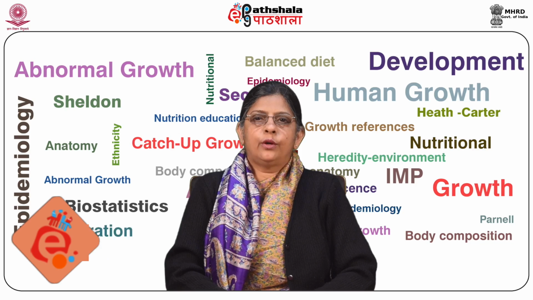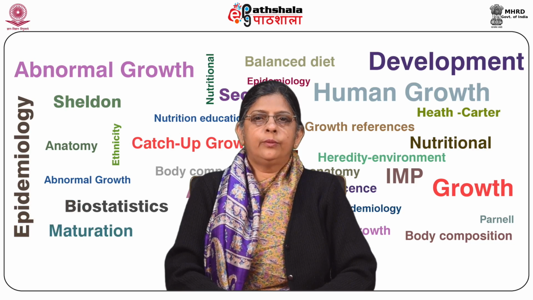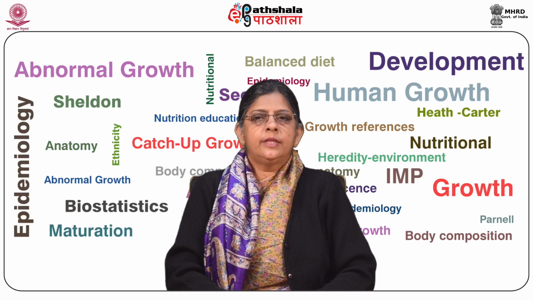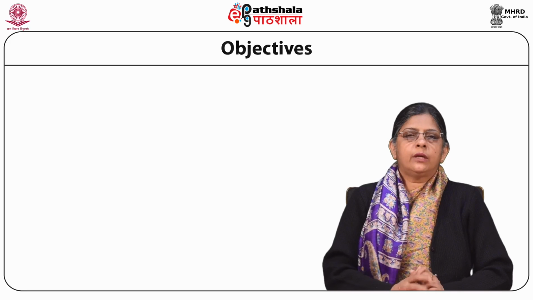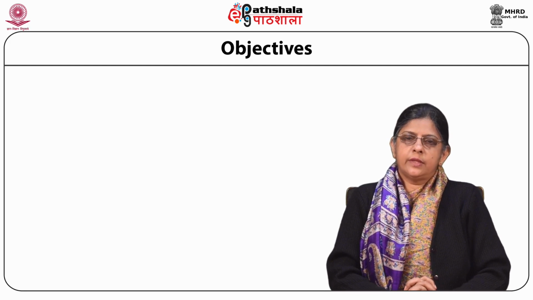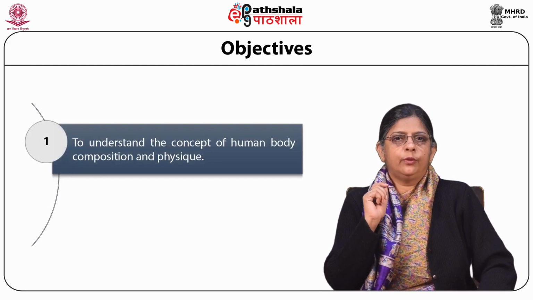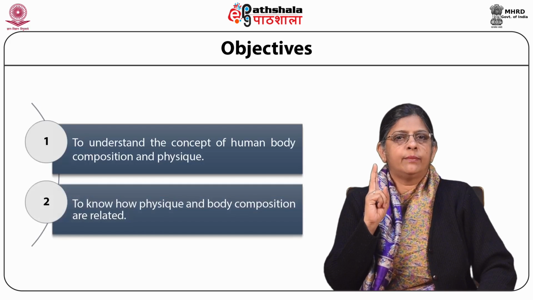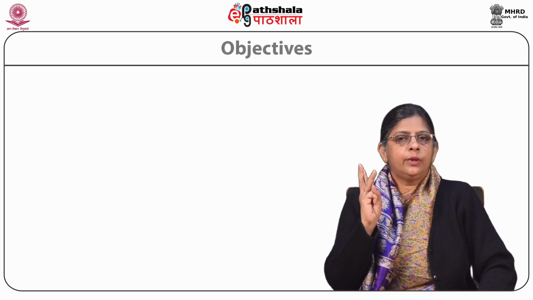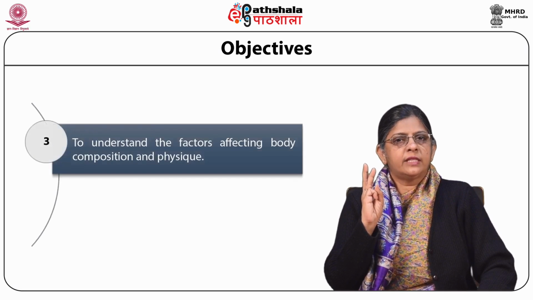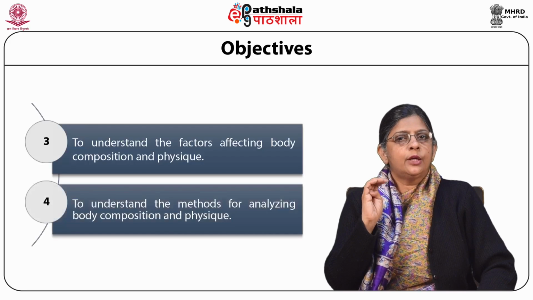Today we are going to talk on the module Analysis of Human Body Physique and Composition from the paper Human Growth, Development and Nutrition. Now what are going to be our learning objectives of this module? 1. To understand the basic concept of human body composition and physique. 2. To understand how physique is dependent upon body composition. 3. To know about the factors affecting human body physique and composition. 4th, to know the methods used to analyze body physique and composition.